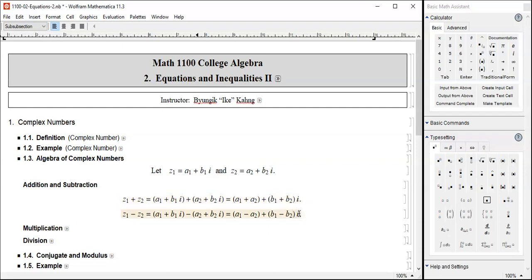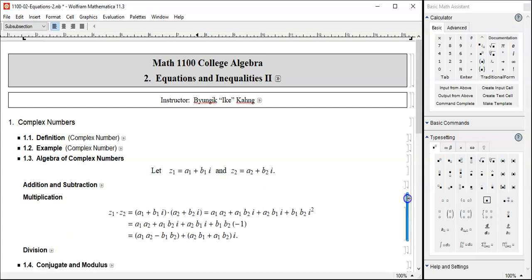How about the subtraction? Same deal. Take the like terms together. This is a real part, and that's the imaginary part. Simple. How about multiplication?